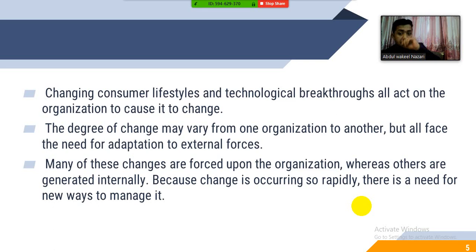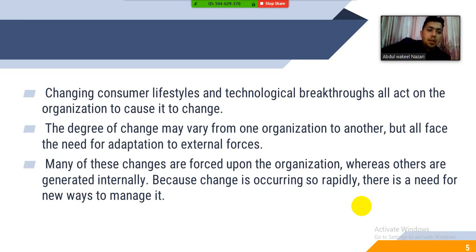Many other changes are generated internally, like within your organization, the structure and the design.